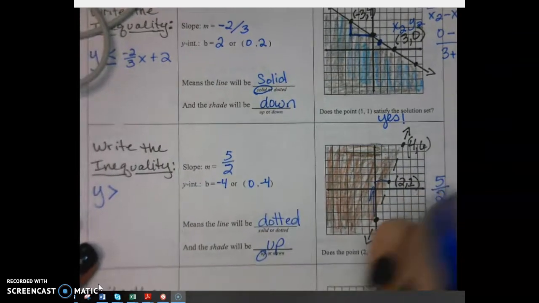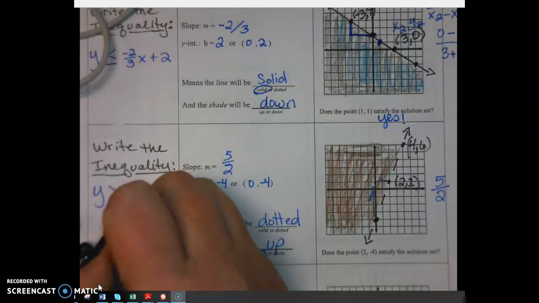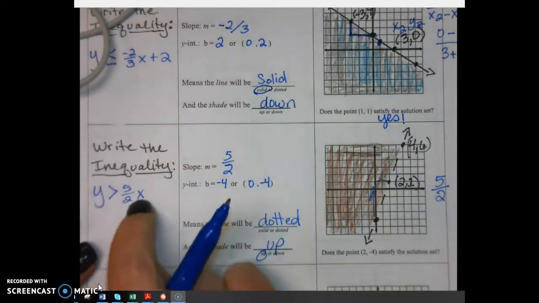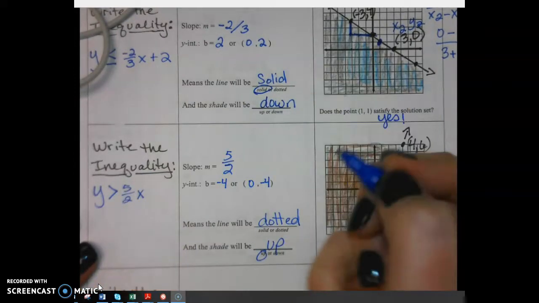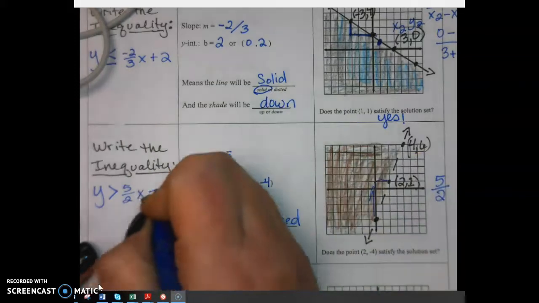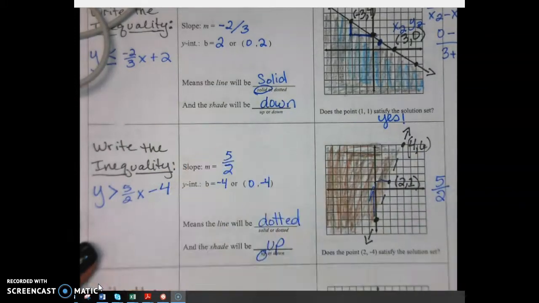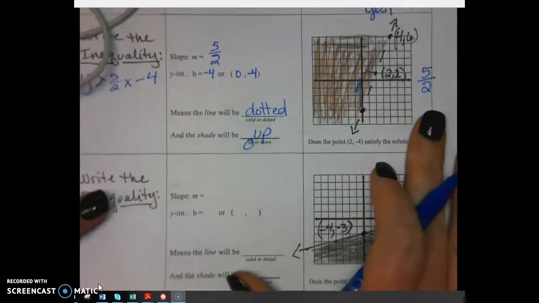All we got to do now is write it down. 5 over 2 x. Don't forget your x. Some of you forget that, and then it just looks like a weird fraction problem. Minus 4. Okay? Okay, one more.